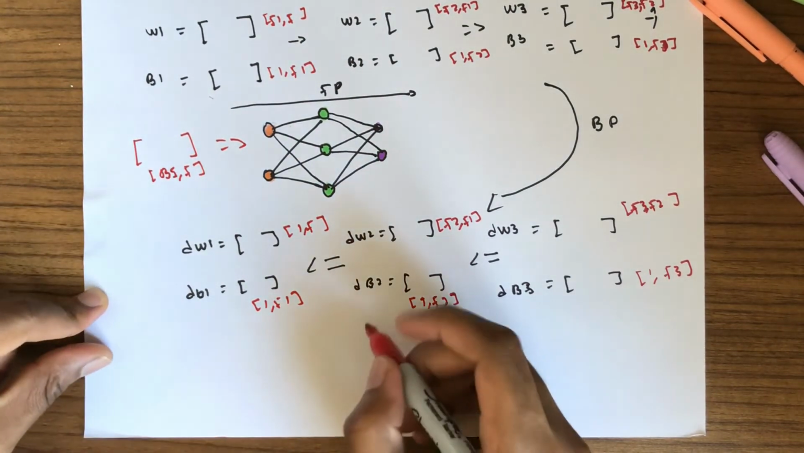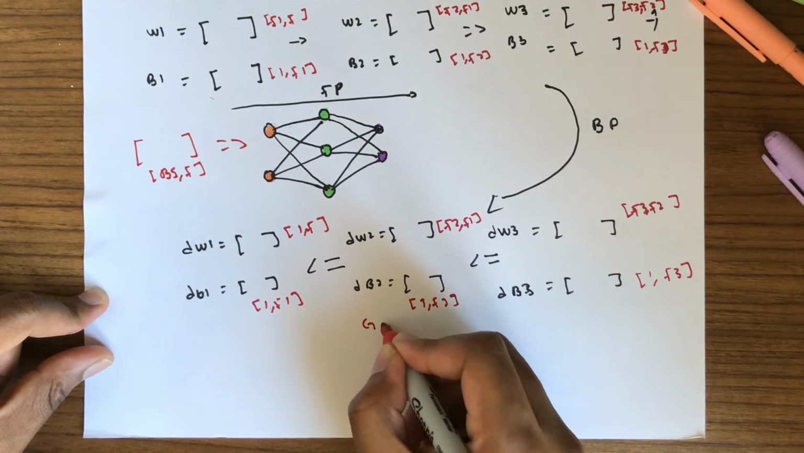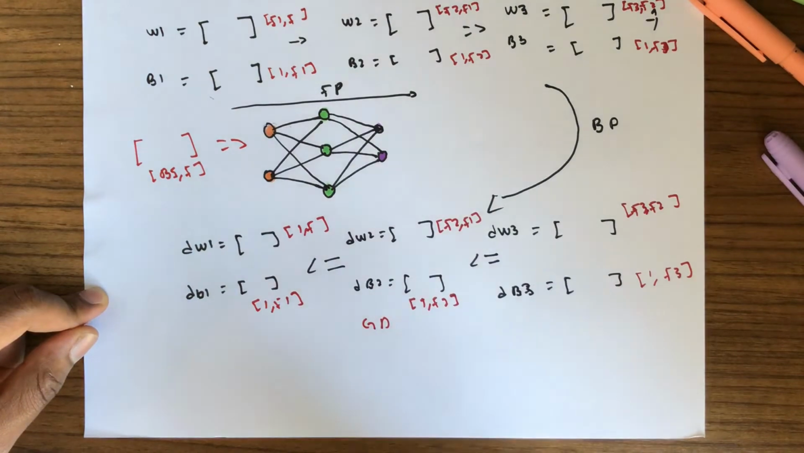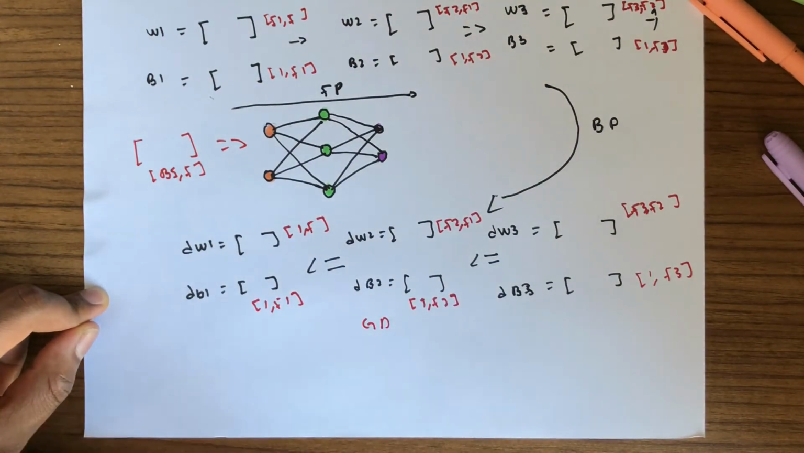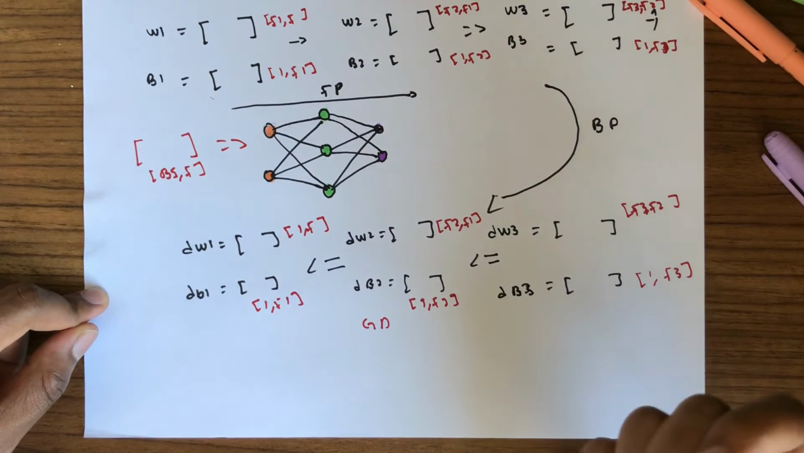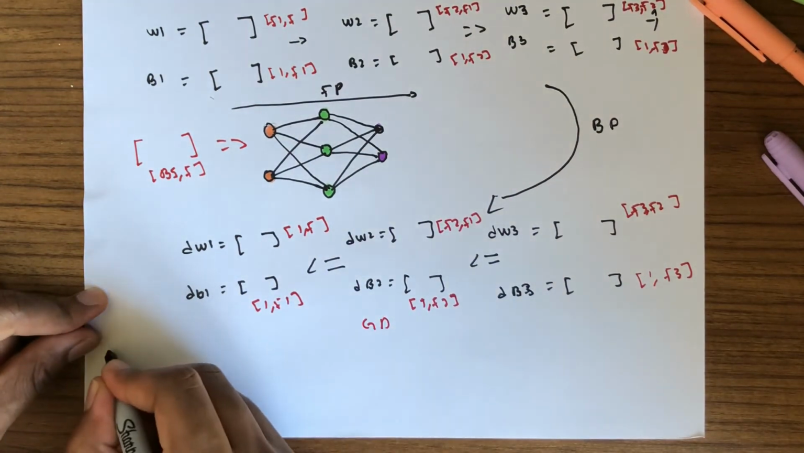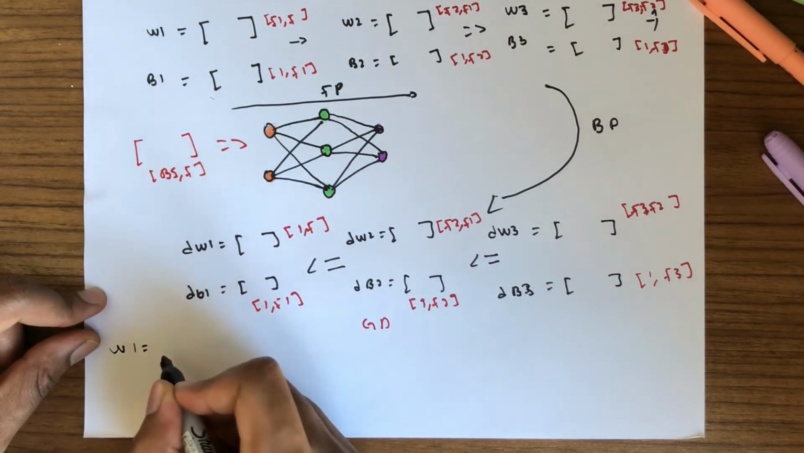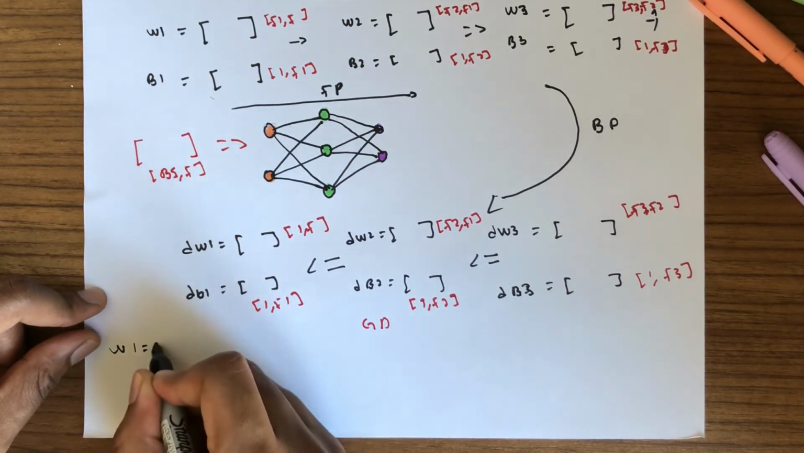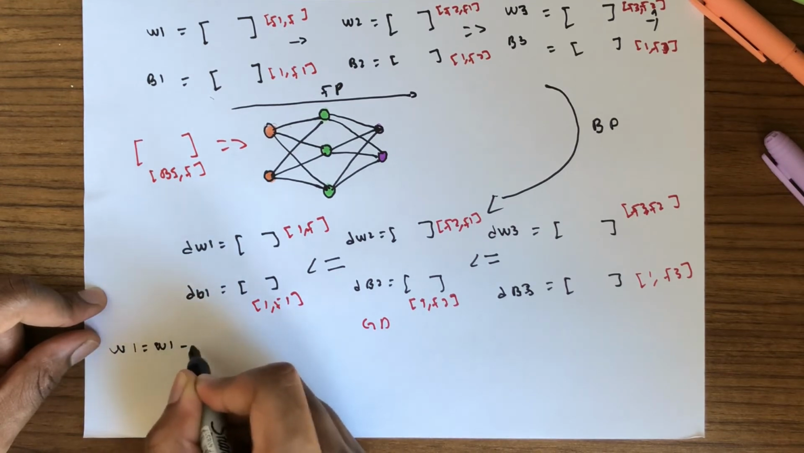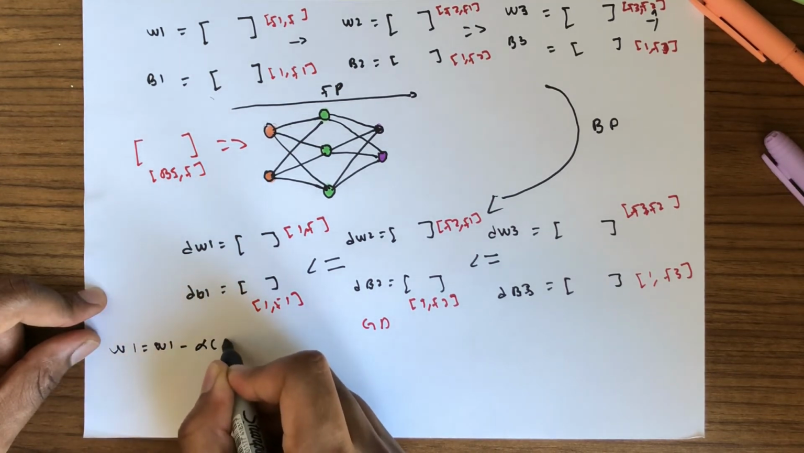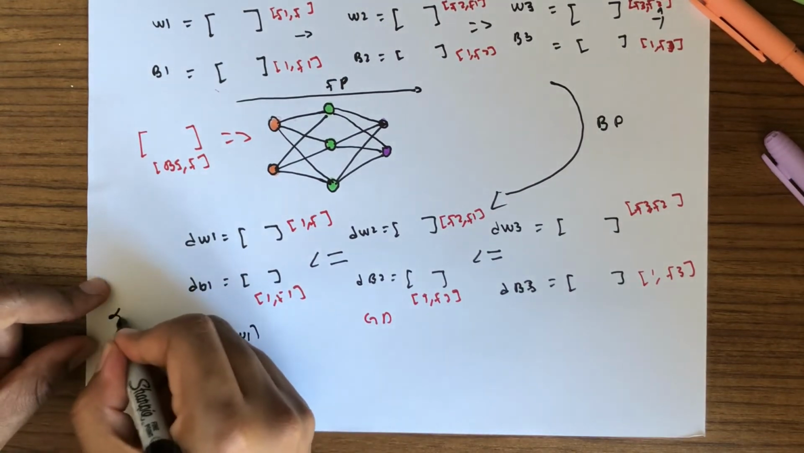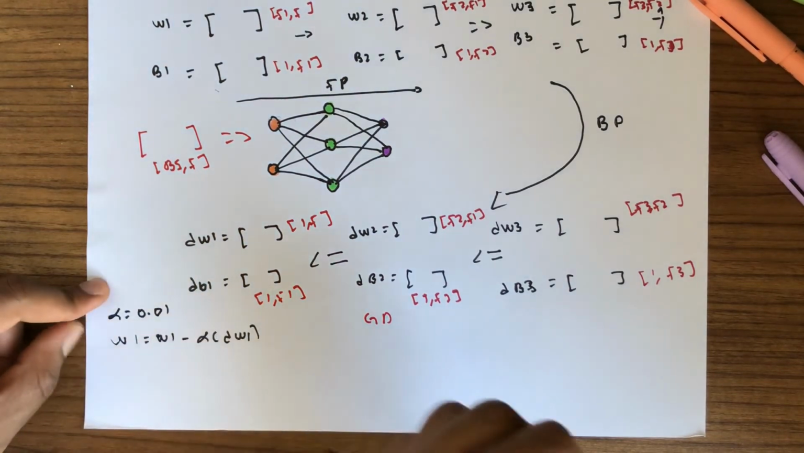All right, so let's see gradient descent, how to compute the new weights. I bet most of you might already know the formula, but to calculate the new W1 with gradient descent, you say W1 equals W1 minus alpha times dW1. Alpha is a hyperparameter. You can make it 0.01.